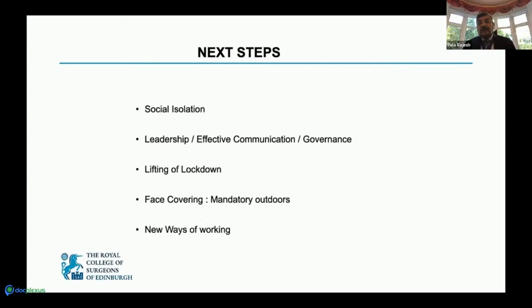So what are the next steps? As we got better at understanding the disease, as we utilized a lot of the literature which came through, we felt that we now needed to lift the lockdown. Economic resurgence needed to happen. There should be a fine balance between protecting health and protecting the economy of the country. So this lockdown was lifted. However, face coverings became mandatory outdoors. People were still requested to work from home, and there were new ways of working which began to happen.